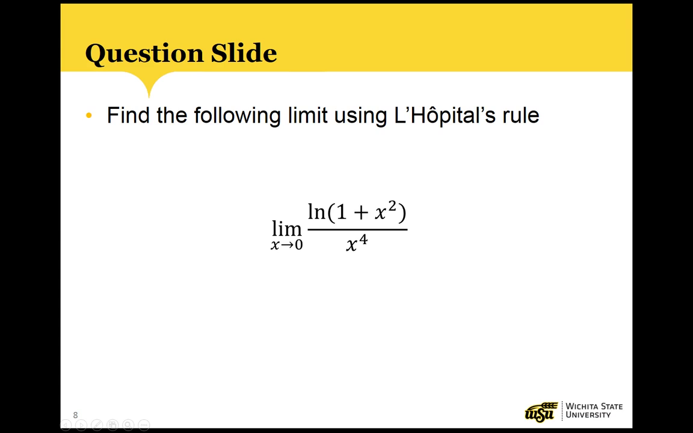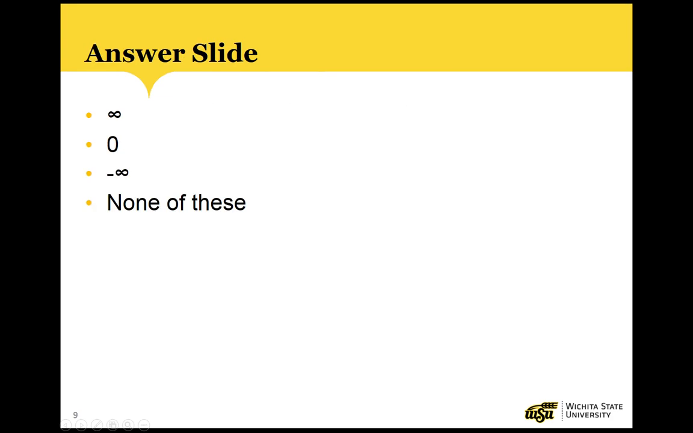All right, what I would like for you to do now is to find the following limit using L'Hopital's rule. We have the limit as x approaches 0 of the natural log of 1 plus x squared divided by x to the 4th power. Here are the choices for your answer. Infinity, 0, negative infinity, or none of these.